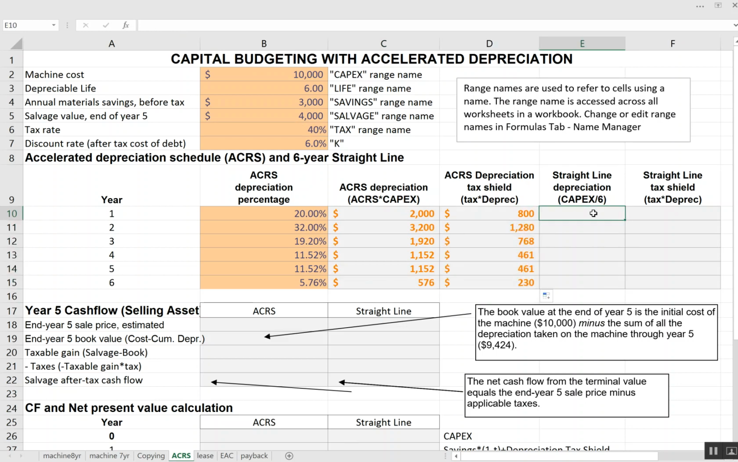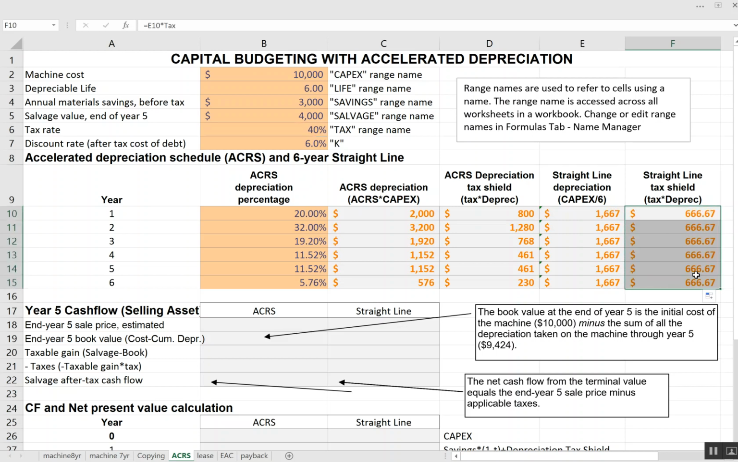Now, if I did a straight line depreciation, I just take my CapEx divided by the life of the asset. So if I just did a straight line, I do 1667 a year, which is 10,000 over 6 years. And then I can calculate my depreciation tax yield by multiplying that times tax. So these are the tax savings, straight line. These are the tax savings, accelerated. They're identical. The sums are the same, except this one with accelerated, they're front loaded.